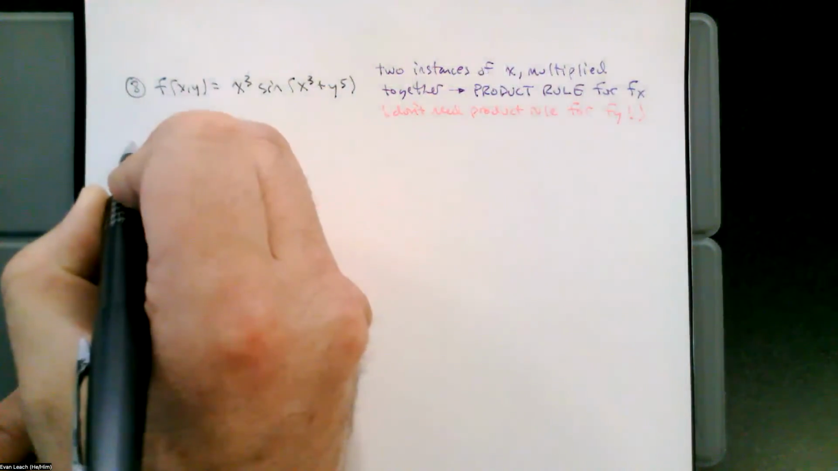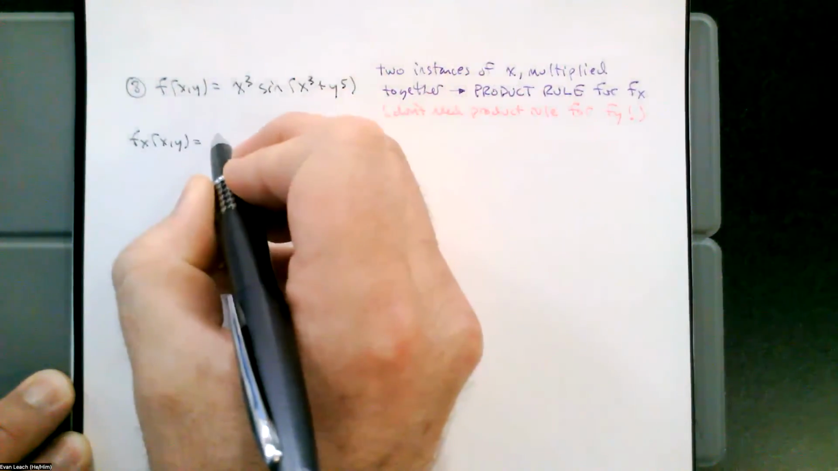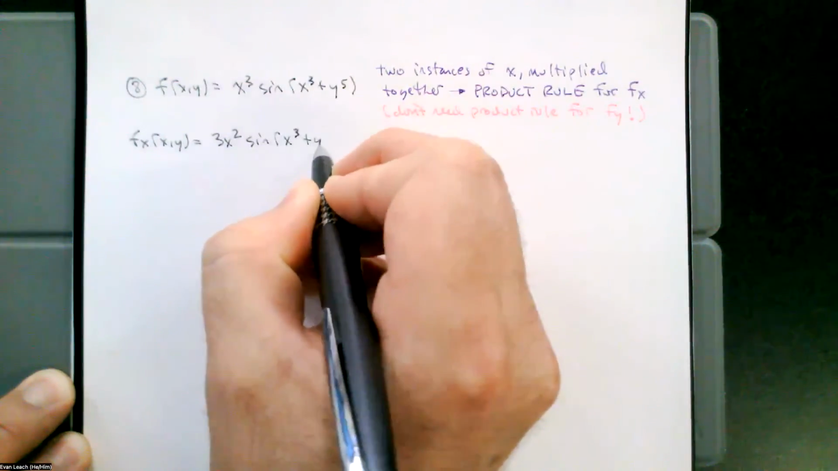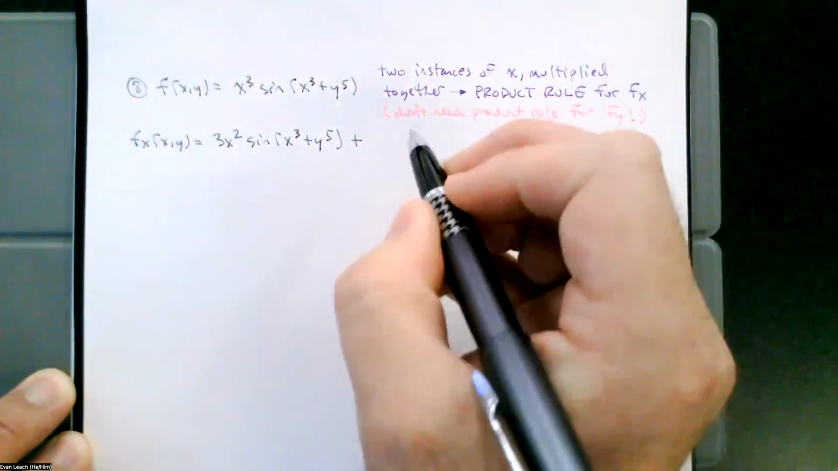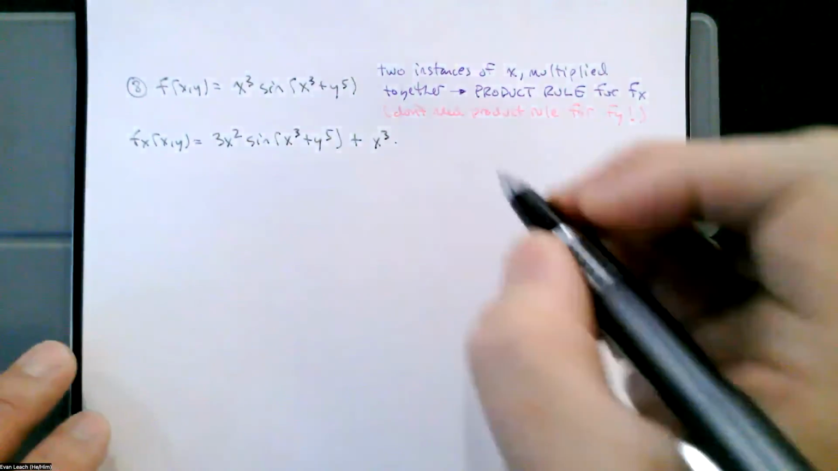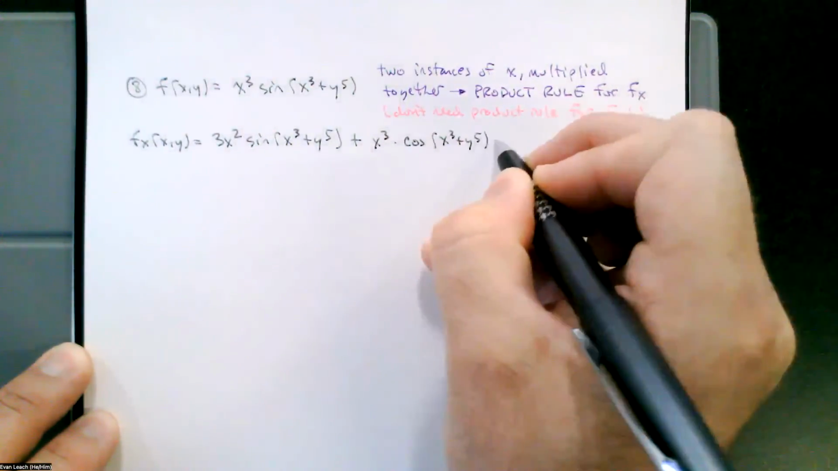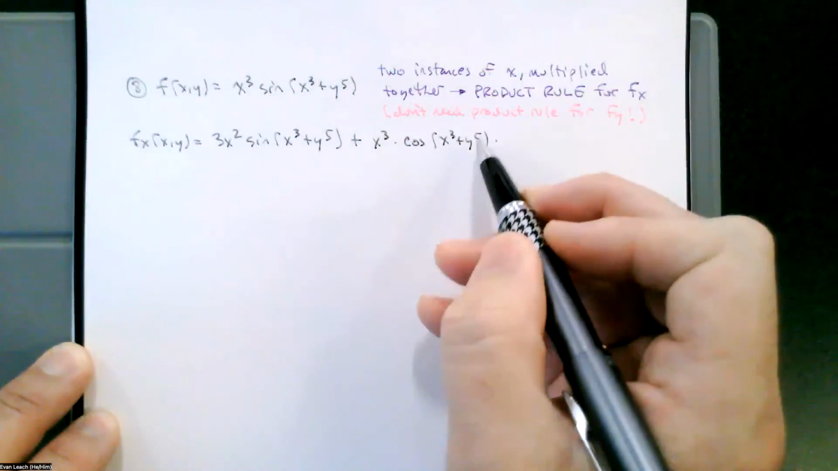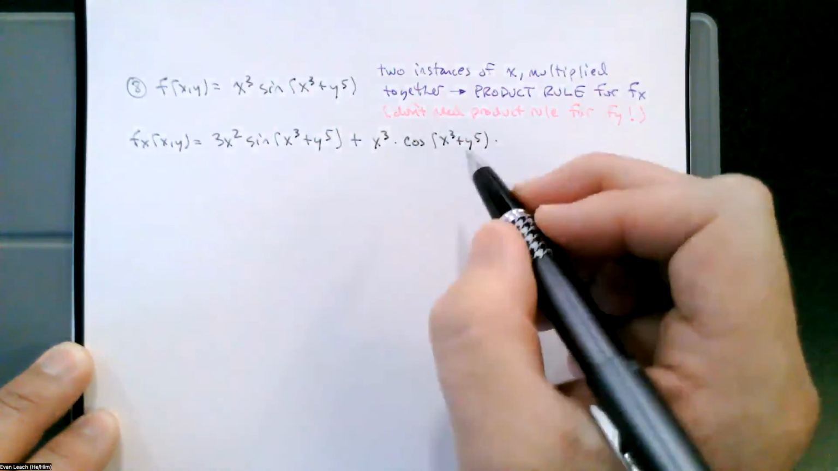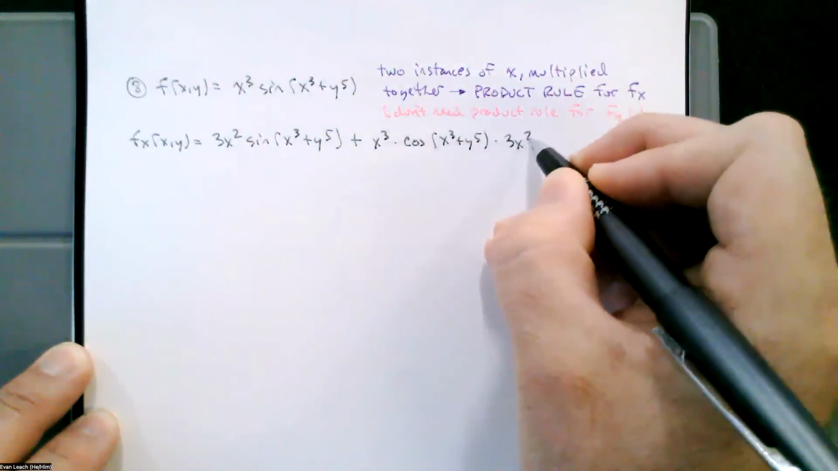So fx, we're going to use the product rule. We take the derivative of the first times the second, plus the first times the derivative of the second. The derivative of sine of something is cosine of that thing, times the derivative of that thing. Now in the derivative of that thing, y to the fifth is a constant term in fx, in a partial with respect to x. So the derivative of x cubed plus y to the fifth is 3x squared.